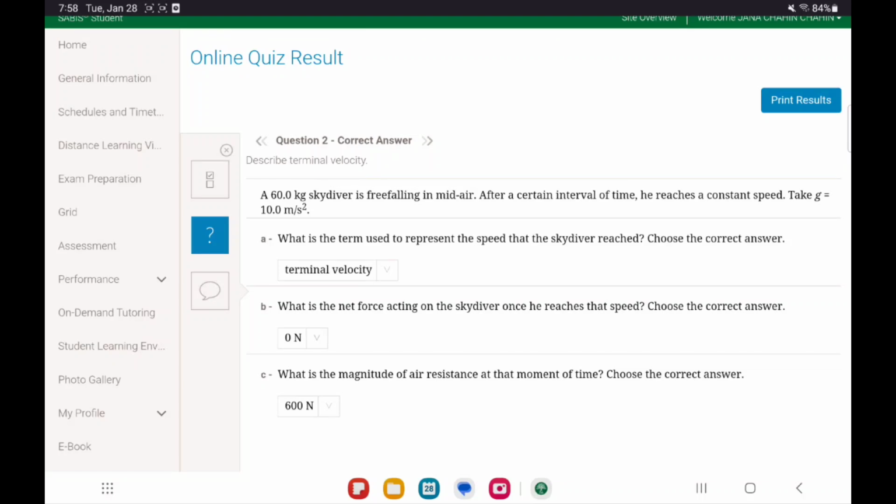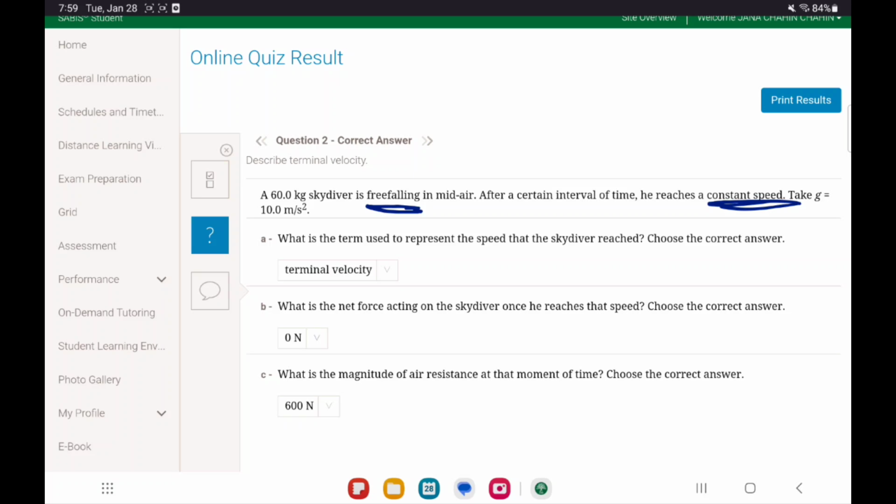So here they're telling us that the skydiver is free falling. So it's 0 newtons, so 0 force. After a certain interval of time, he reaches a constant speed. Okay, what does that mean? Terminal velocity. Let's analyze what terminal velocity is. Terminal velocity is when an object reaches constant speed after time.